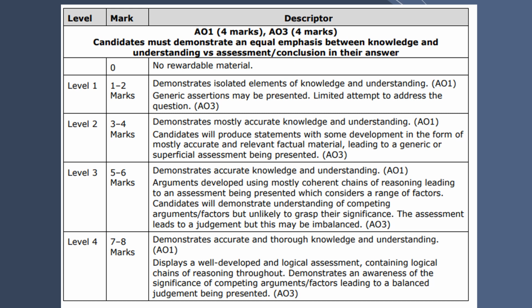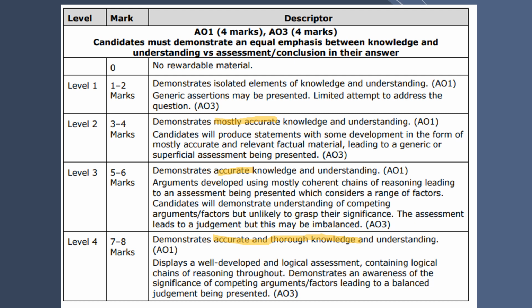So if we look for the differences, again, we've got that same band 2, band 3, band 4 for the AO1, with the mostly accurate developing into accurate and becoming accurate and thorough for level 4. Again, the way to get that is to make it appear to the examiner that you know absolutely everything there is to know about case studies, but you've only discussed a few things, so those are the things related to your assessment.